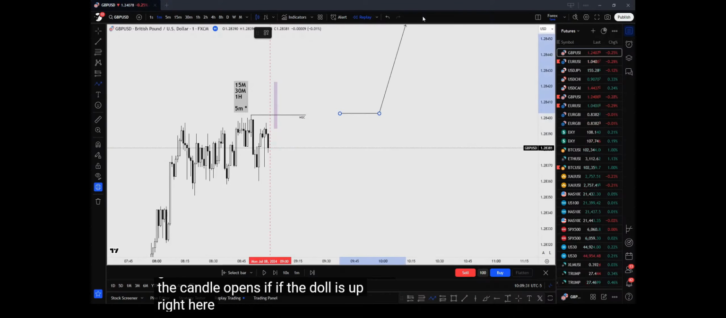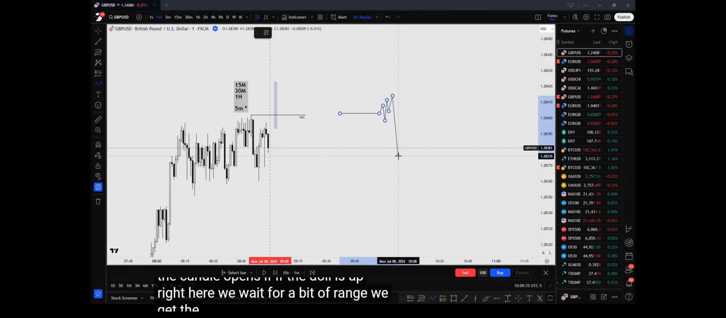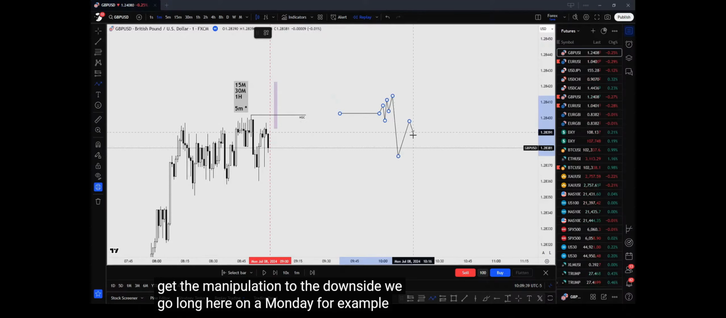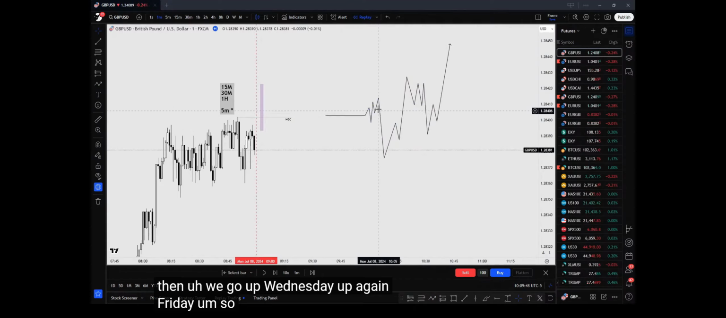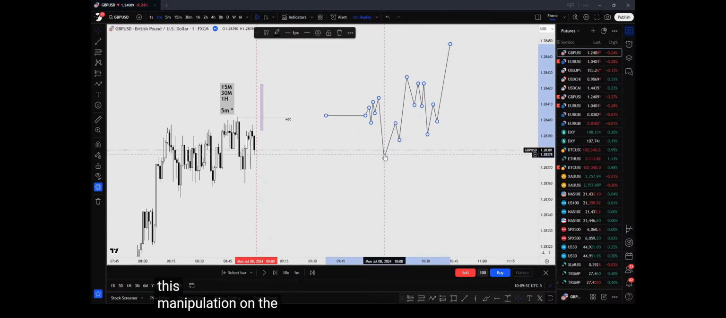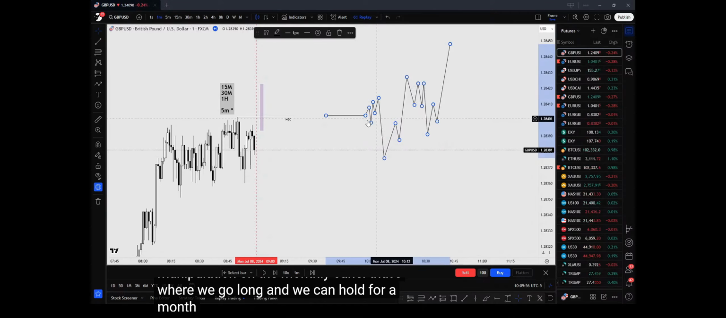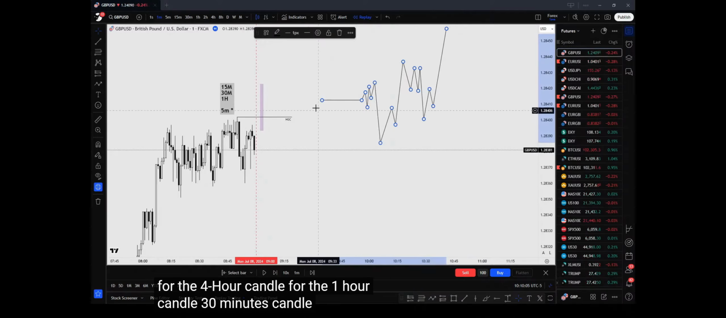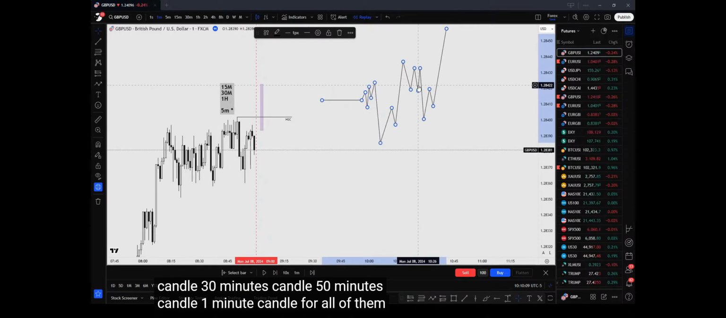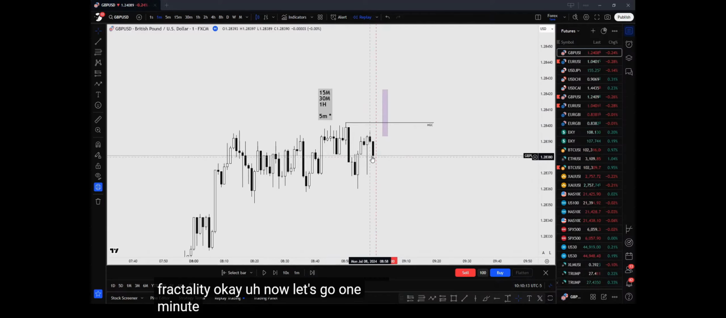If the doll is up right here, we wait for a bit of range. We get the manipulation to the downside. We go long here on a Monday, for example, and then we go up Wednesday, up again Friday. So at the open, when we get this manipulation on the monthly candle, that's where we go long, and we can hold for a month. And we do the same thing for the weekly candle, the daily candle, the 4-hour candle, the 1-hour candle, 30 minutes candle, 15 minutes candle, 1 minute candle, for all of them. Fractality, okay?